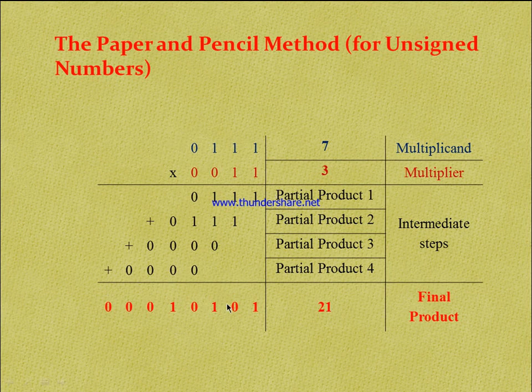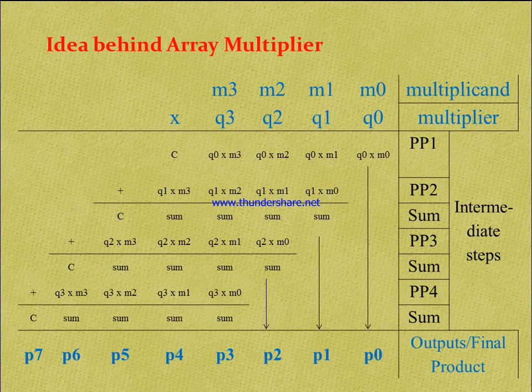Okay. So now let's see what is the idea behind the array multiplier. So we see one example of how we'll perform the basic multiplication operation. Suppose here in a generalized form we are taking this example. So now here the multiplicand bits are M0, M1, M2 and M3, where the multiplier bits are Q0, Q1, Q2 and Q3.